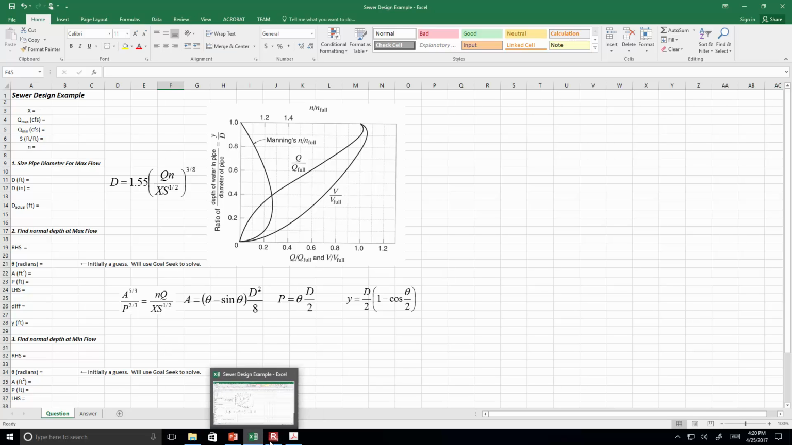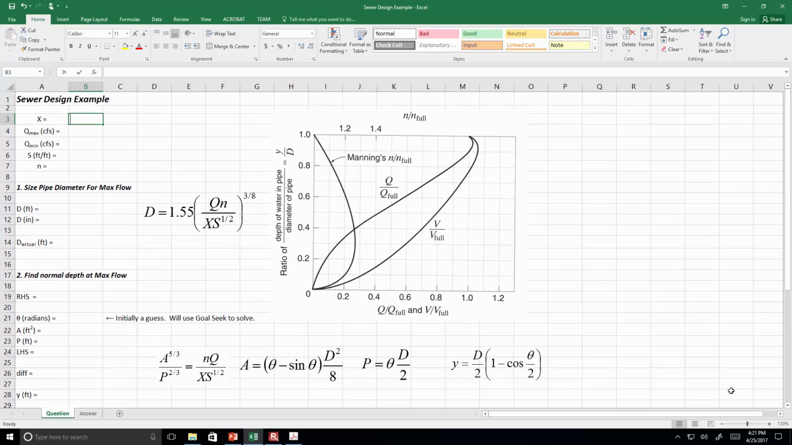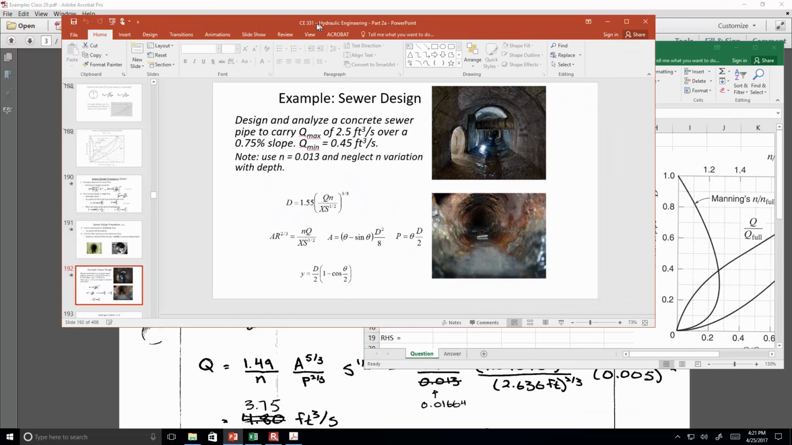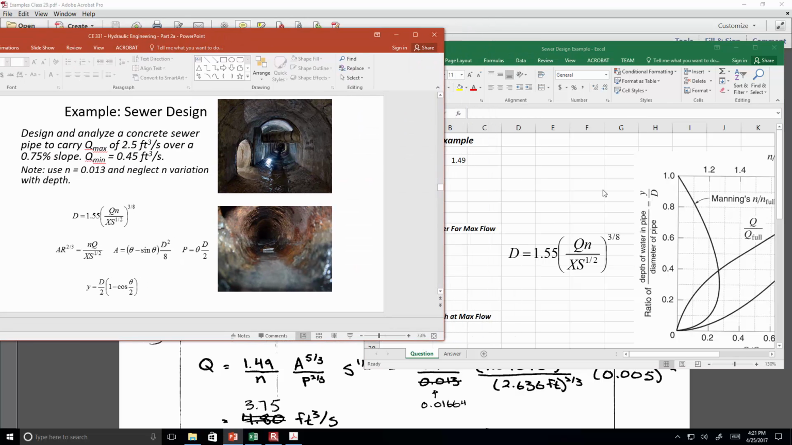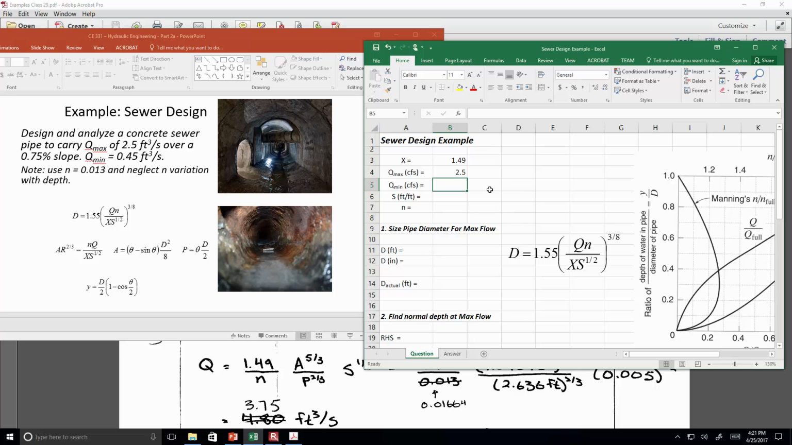All right, so the first thing is these are traditional units, and so the factor that we're going to use for x is 1.49. Okay, our maximum flow rate from the problem description is 2.5 cubic feet per second. And then the minimum flow rate is going to be 0.45 cubic feet per second. And the slope is 0.75 divided by 100. Okay, so 0.0075. And then the N value, 0.013.